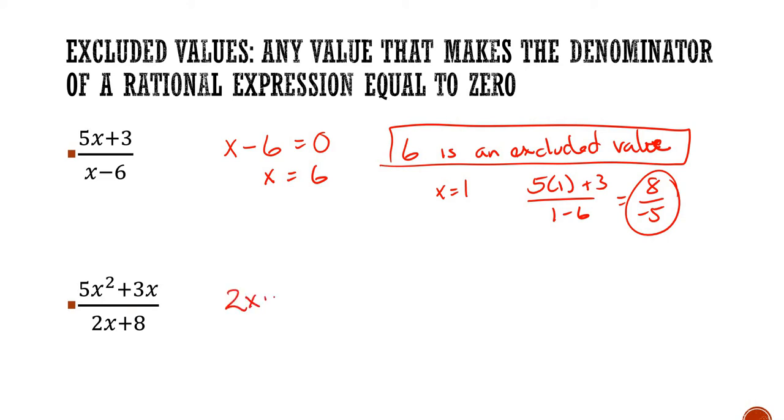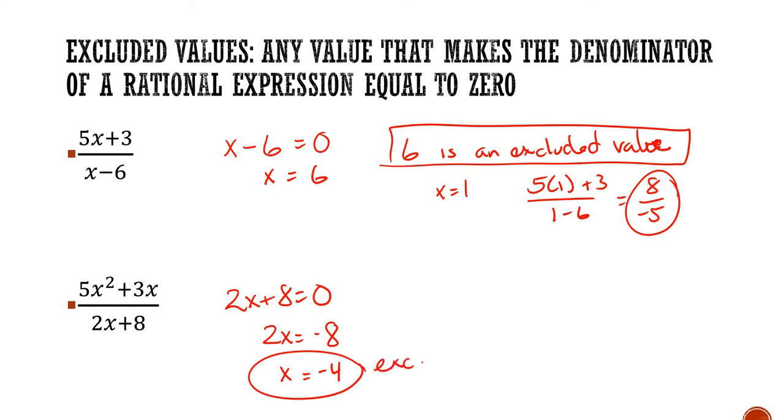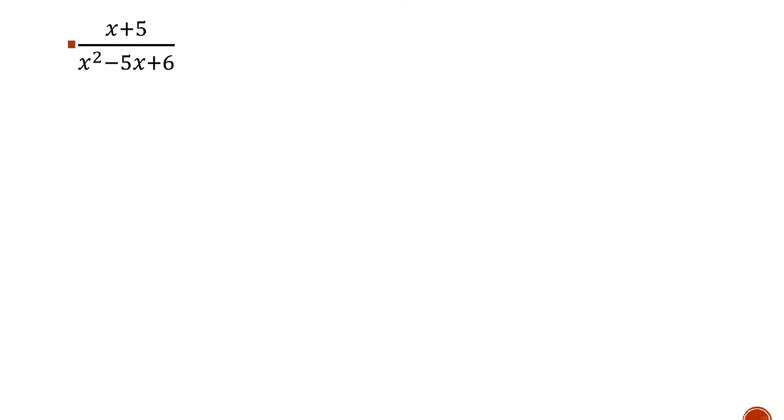Let's try another one. Again, we're going to set the denominator equal to 0. Go ahead and try this on your own. See if you can find the excluded value. Okay, so 2x equals negative 8. Subtract 8 from both sides. Divide by 2. And we get x equals negative 4 as our excluded value. Remember, this is not a solution to this. This is just what number do we have to omit when we evaluate this expression.